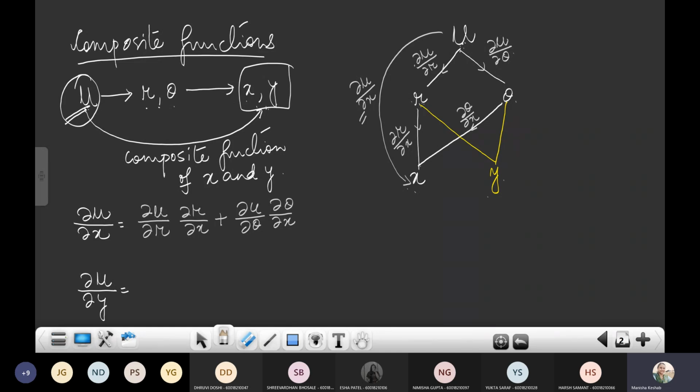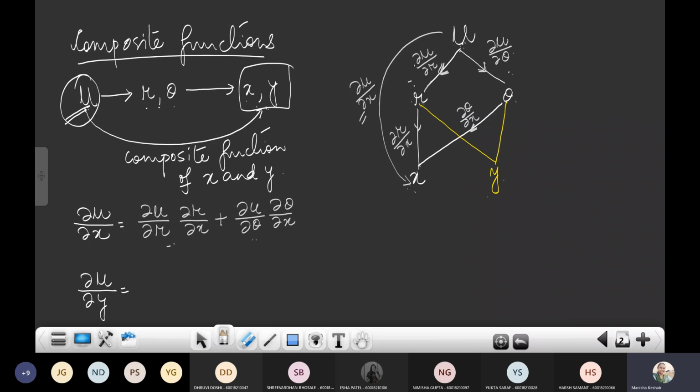But to reach del u del x, we can either select this path, or we can select this path, right? Since we can come to del u del x by this way as well as this way, we are going to consider both paths. One path will be del u del r and then del r del x. The other path will be del u del theta and del theta del x. So we'll have to combine both: del u del r del r del x plus del u del theta del theta del x.